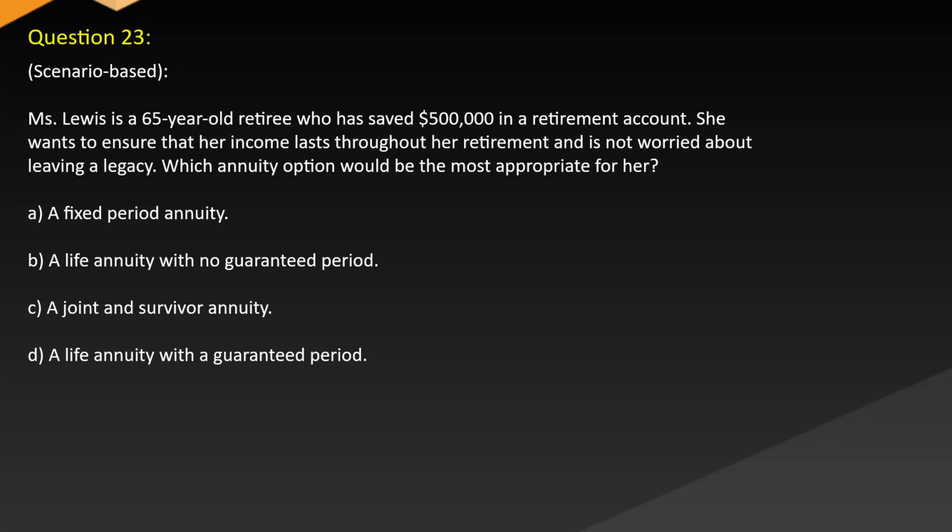Question 23, scenario-based. Ms. Lewis is a 65-year-old retiree who has saved $500,000 in a retirement account. She wants to ensure that her income lasts throughout her retirement and is not worried about leaving a legacy. Which annuity option would be the most appropriate for her? A. A fixed period annuity. B. A life annuity with no guaranteed period. C. A joint and survivor annuity. D. A life annuity with a guarantee period.